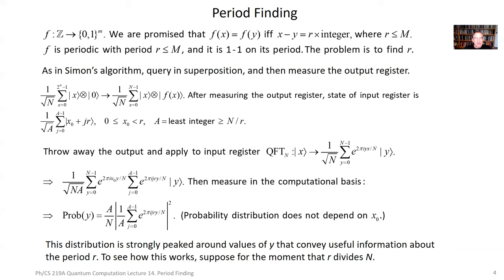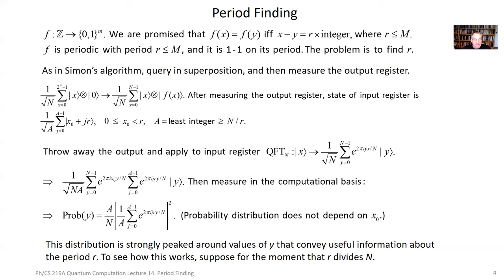And so I guess I didn't say it, but let's suppose that the result of performing that measurement is that we get the outcome f(x0), where x0 is some particular input value. And then what we prepare in the input register is a uniform superposition of all of the pre-images of that output value. And because of our assumption about periodicity, those are equally spaced, separated by r, the period, okay?